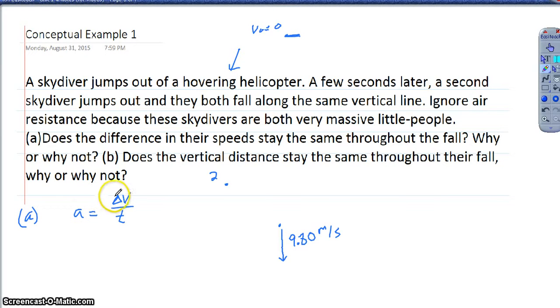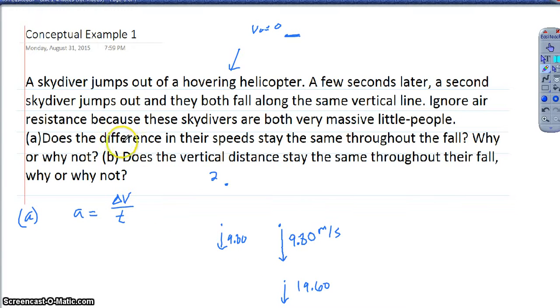And because my acceleration is constant, the velocity changes by the same amount with every second of time. So each second, these guys each go 9.80 meters per second faster. So after 1 second, now skydiver 2 is at 9.80, and this guy here is still faster, but he's at 19.60 because he's 9.80 meters per second faster than guy number 2 here.